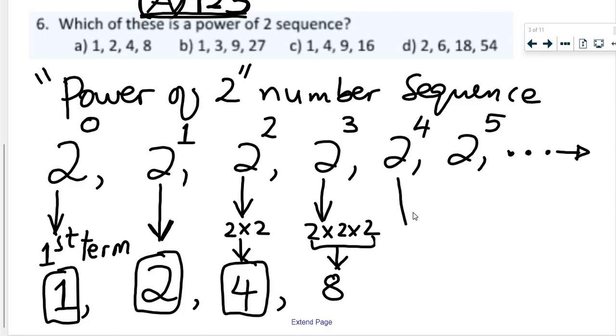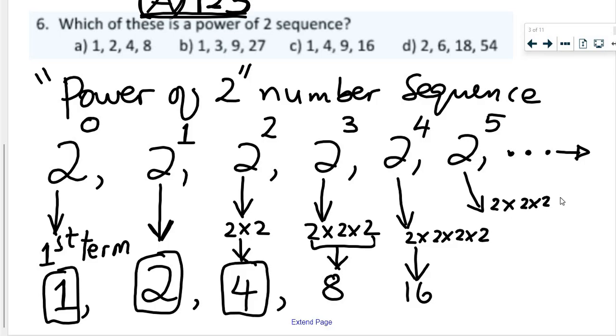Keep going. The next one will be 2 power 4, which is 2 into 2 into 2 into 2, 4 times. So this is 16. The next power of 2 will be 2 power 5, which is 2 into 2 into 2 into 2 into 2. How many times? 1, 2, 3, 4, 5 times. And the answer becomes 2 into 2, 4. Into 2, 8. Into 2, 16. Into 2, 32.